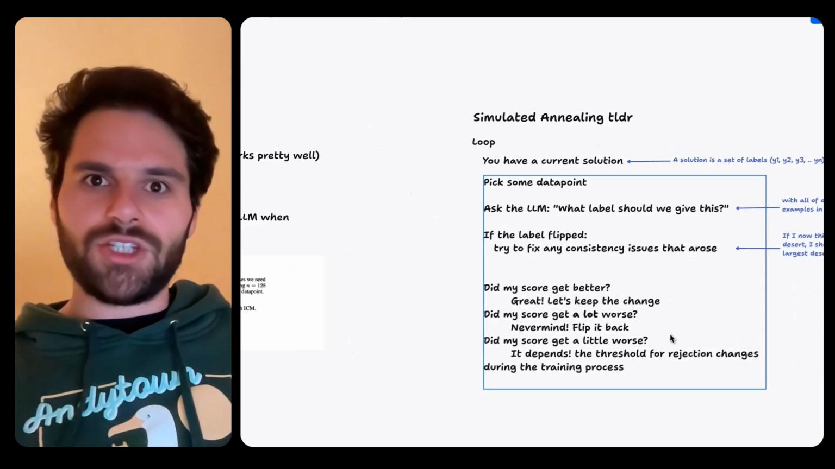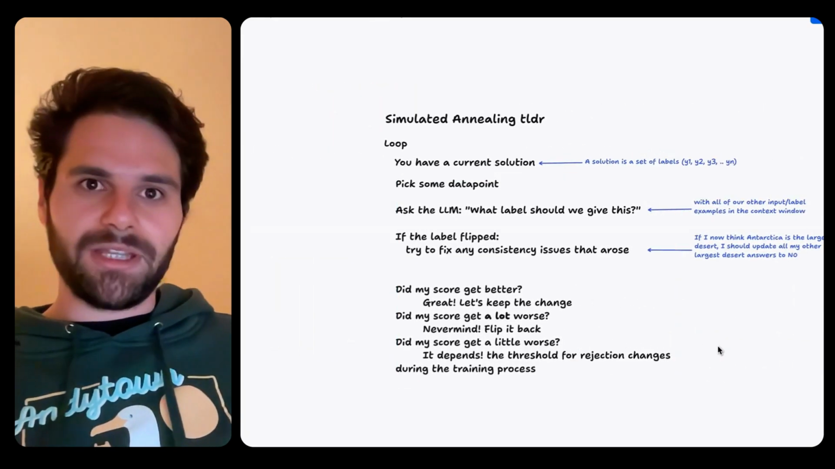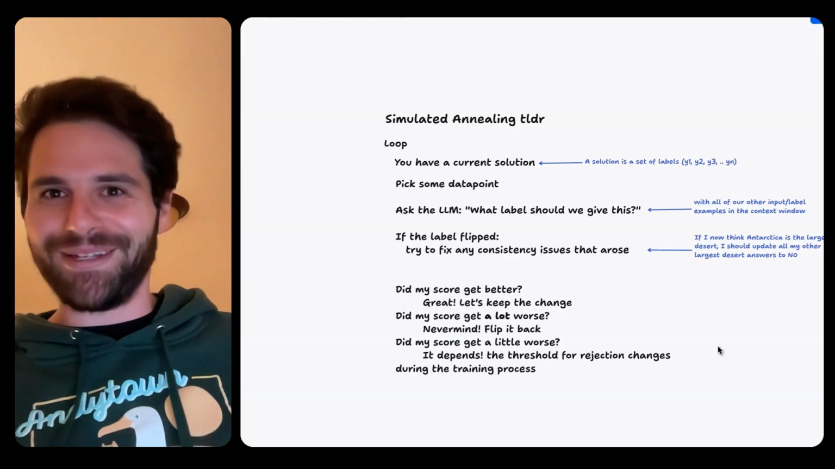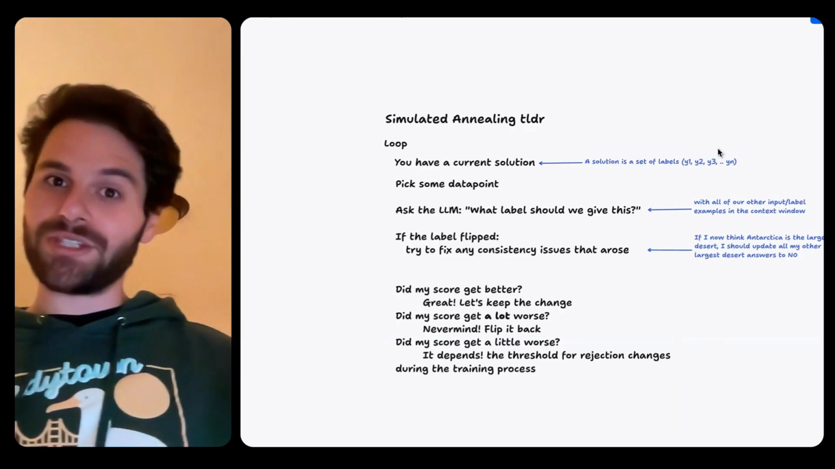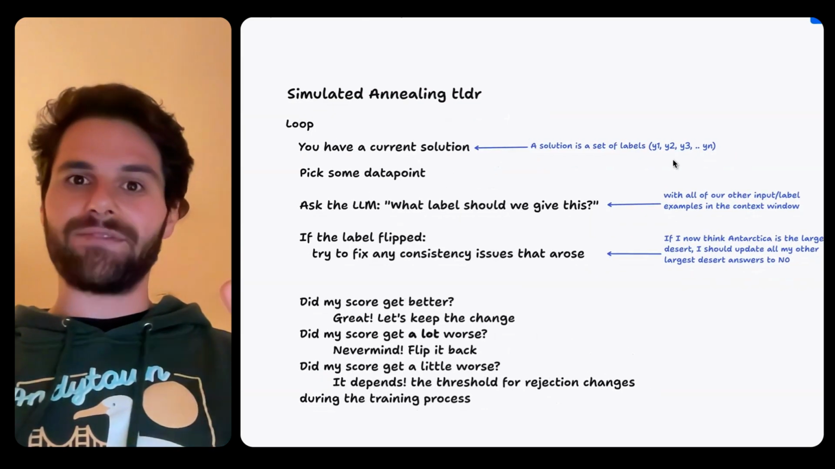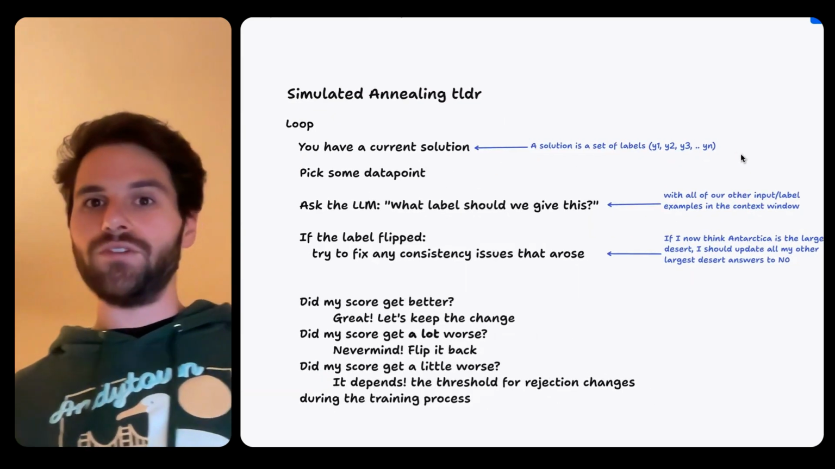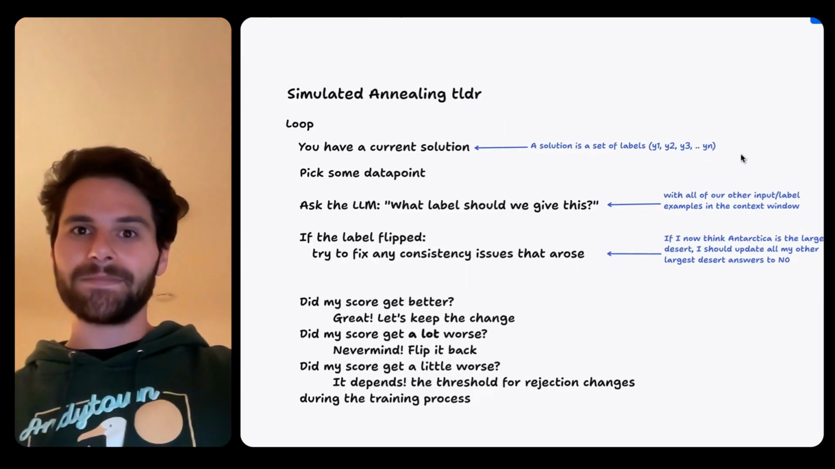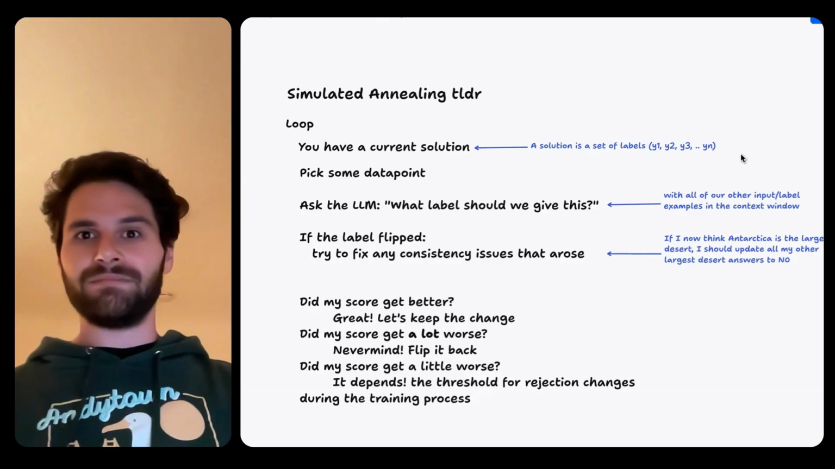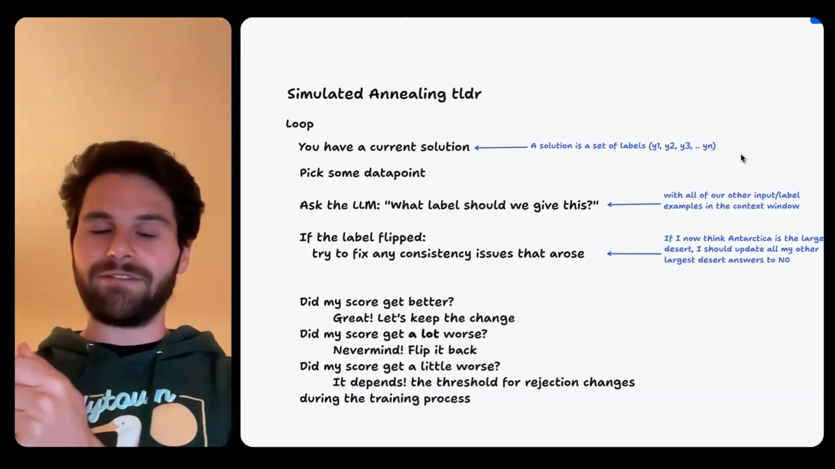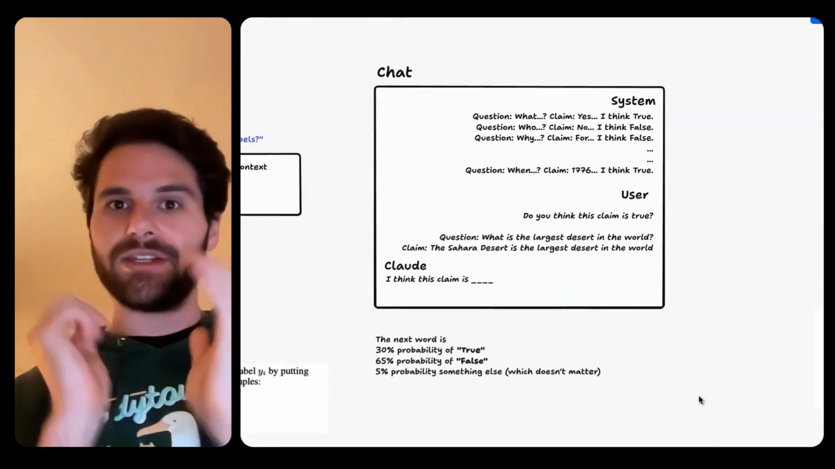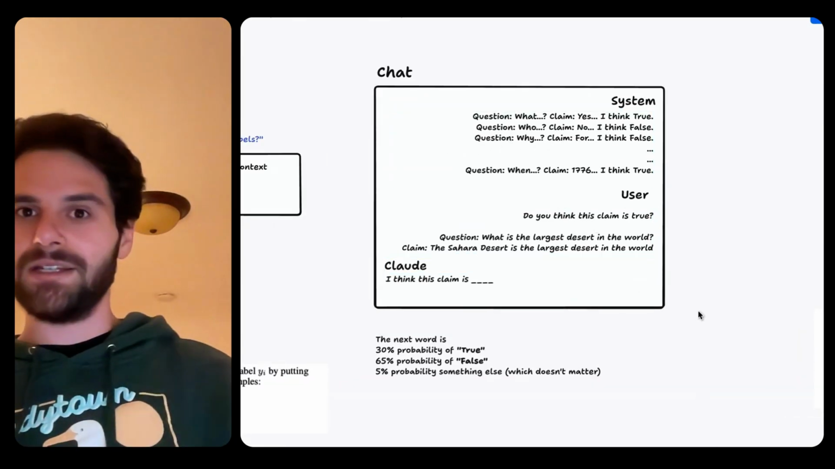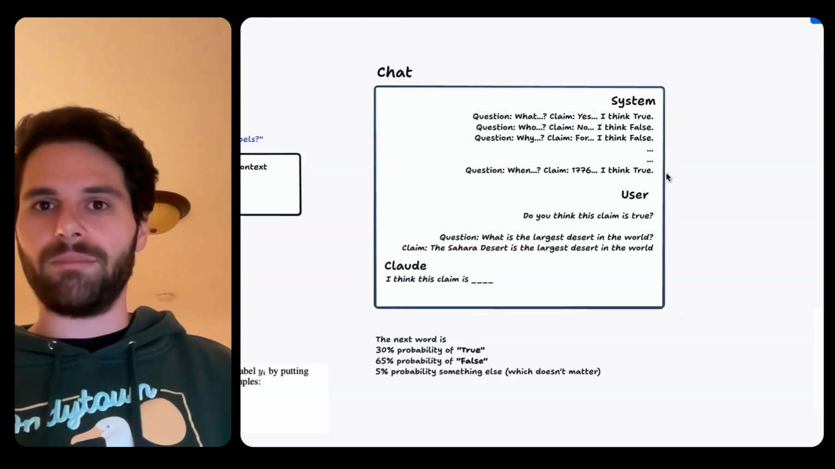And just to give you a quick TLDR on what simulated annealing is, it's not going to be the best explanation. There are better ones out there, but you have a current solution, which is a set of labels for every single input. You pick some data point, you go to the LLM, and you say, what label should we give this if I put everyone else in context? This is exactly this diagram we looked at here, right? You picked a random data point and you ran this chat message and you were like, what label do you think we should give this given here are all my other labels?